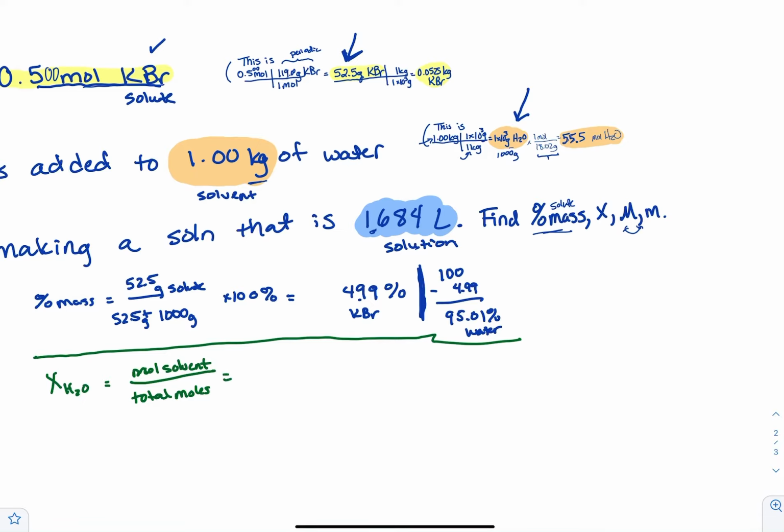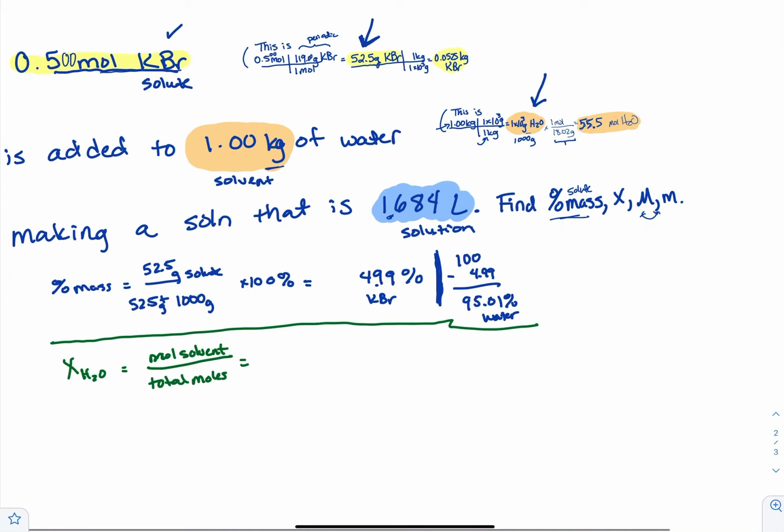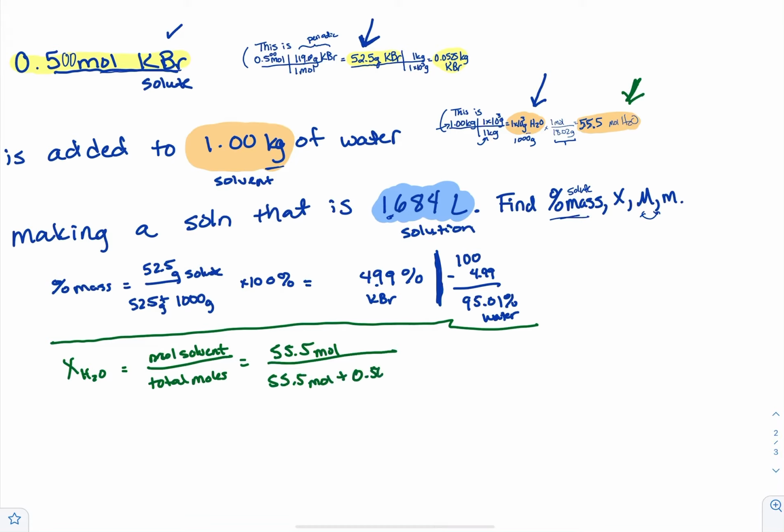And you'll notice this is one of the reasons I went ahead and wrote stuff out ahead of time, because we already have this information. So again, we have our moles up here. So 0.500, that's our moles of solute. Let's get to our moles of solvent. Here's our moles of solvent over here. We already got that one. 55.5 moles of solvent. And then over the total is 55.5 moles of solvent plus 0.500, and that's your moles of your KBr.